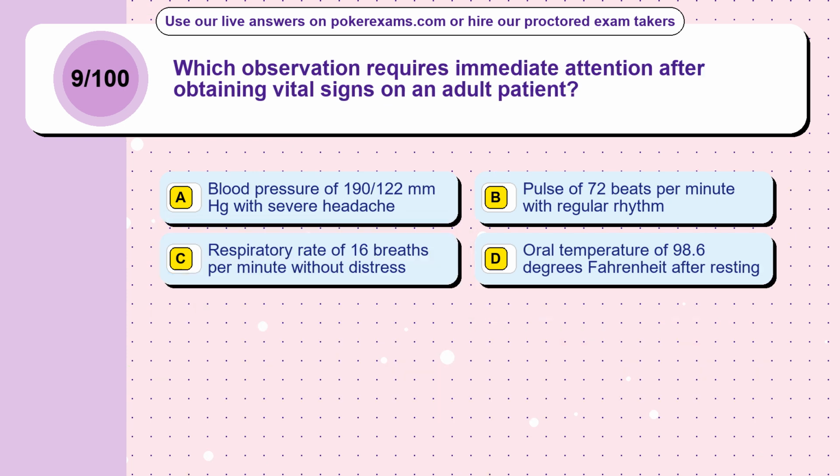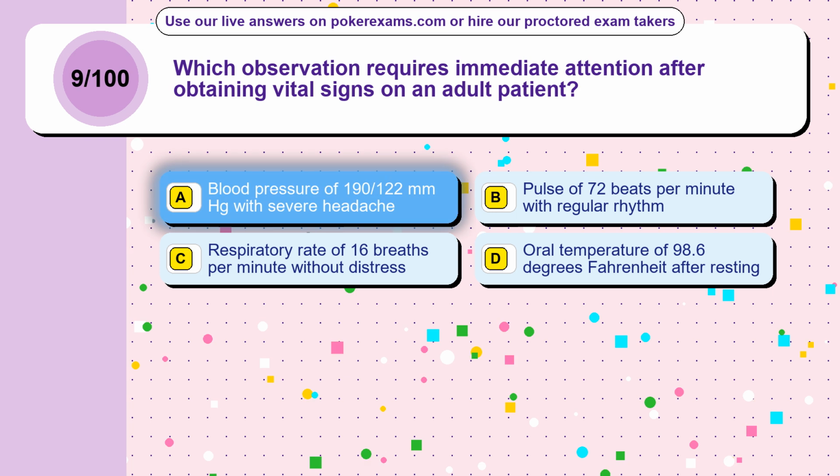Question 9. Which observation requires immediate attention after obtaining vital signs on an adult patient? Option A, blood pressure of 190/122 mmHg with severe headache. Option B, pulse of 72 beats per minute with regular rhythm. Option C, respiratory rate of 16 breaths per minute without distress. Option D, oral temperature of 98.6 degrees Fahrenheit after resting.